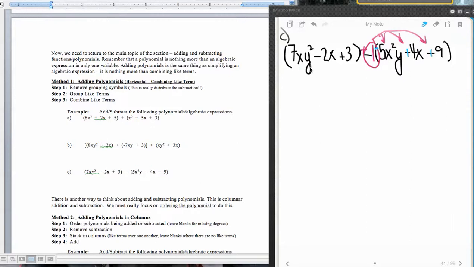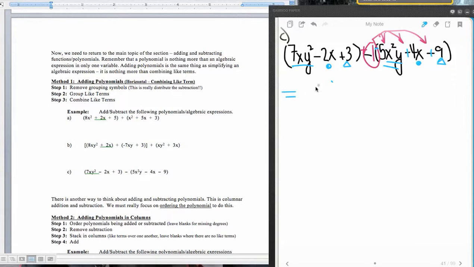And that way we can combine like terms. So we have 7xy squared here, and there are no more xy squared terms. This one is an x squared y term. That one's different, so we'll underline it twice. And then we have an x term here and an x term here, so those are alike. And then I have a constant here and a constant there, so those are alike.